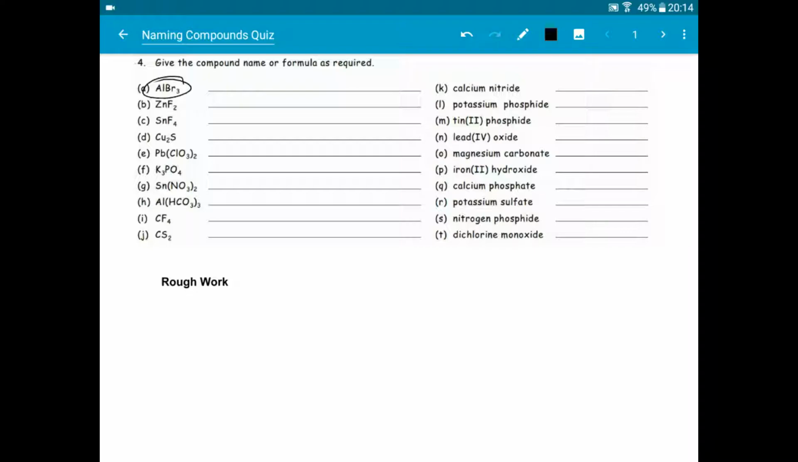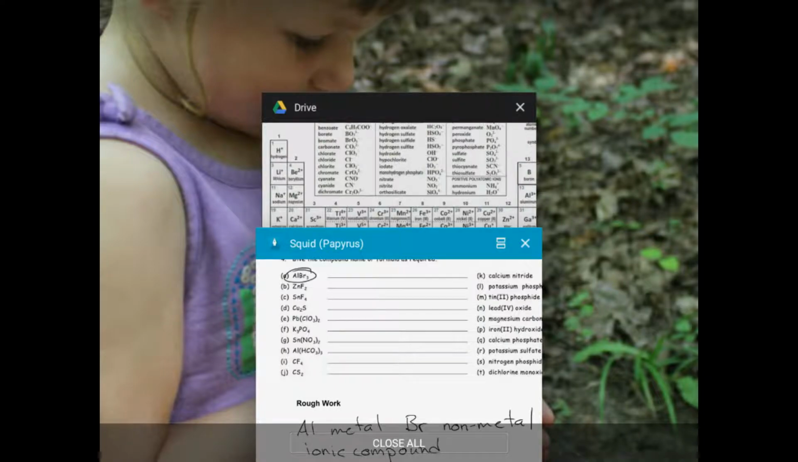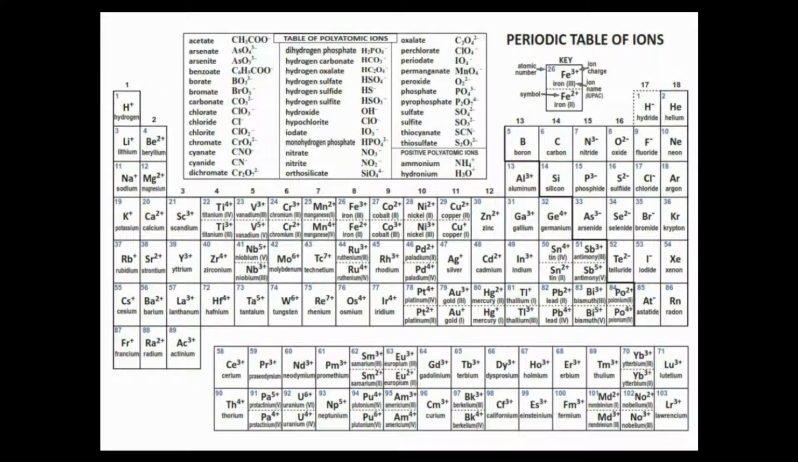The key to this is noticing first of all that we have aluminum, which is a metal, and we have bromine, which is a non-metal. And so we're going to get an ionic compound. If we get an ionic compound, the first thing we want to do is look and see how many different possible ions aluminum is going to form. So you take out your periodic table and you look for aluminum on here.